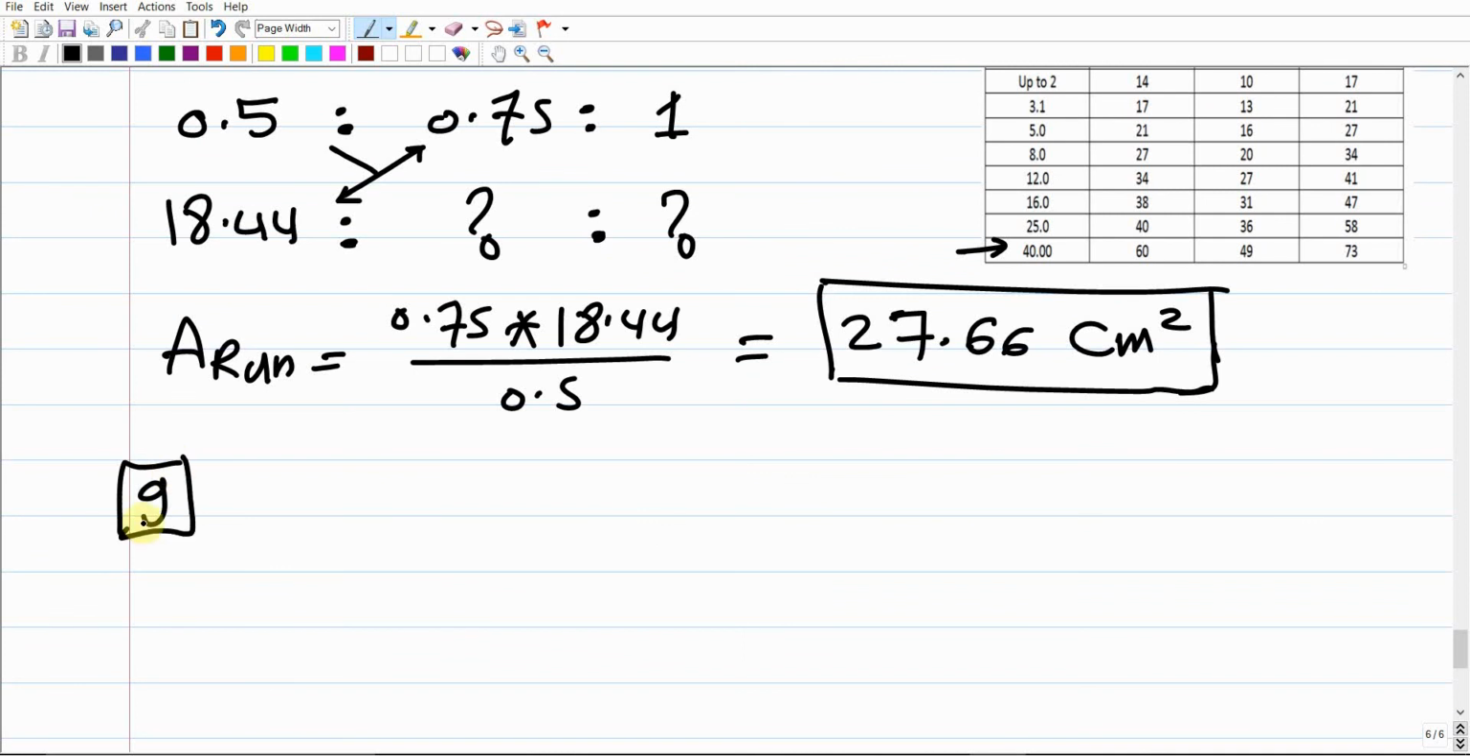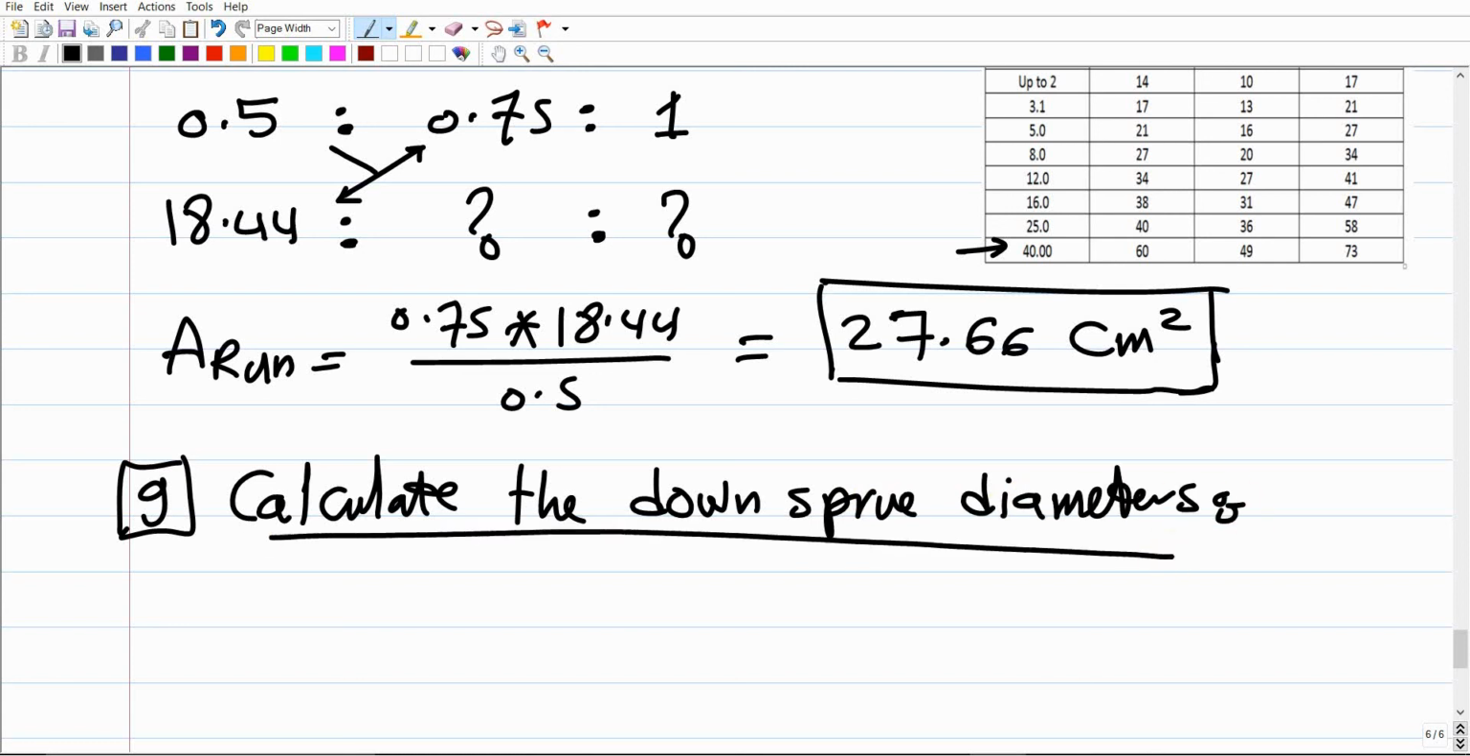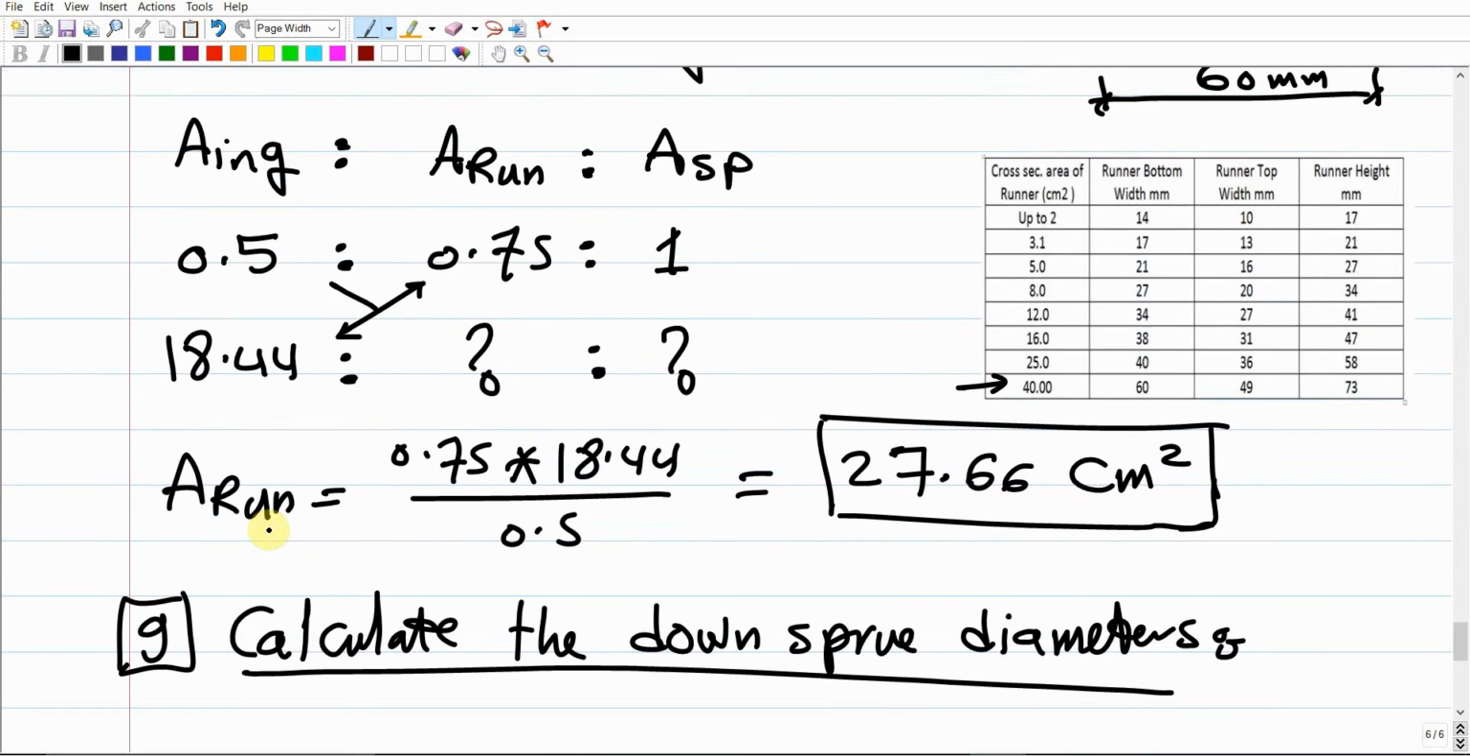Then we're going to move to step 9, which is related to the down sprue. We're going to work on the calculation of the down sprue diameter. So for the calculation of the down sprue diameter, we need the area of the sprue that we already skipped here, right? So now we're going to do the multiplication of 1 times 18.44 divided by 0.5 to end up with the area of the down sprue.